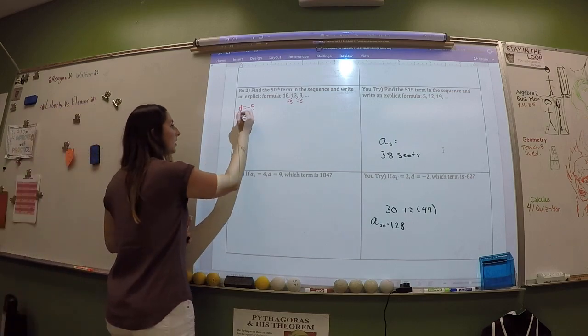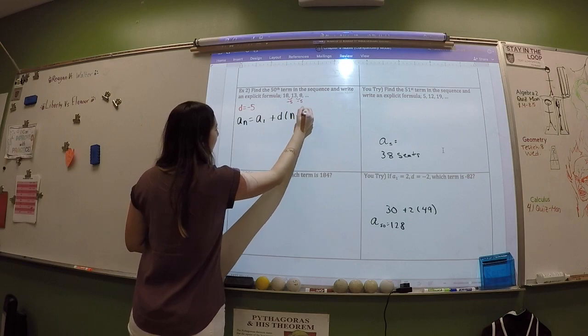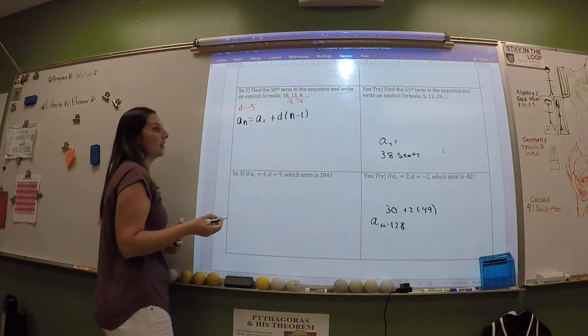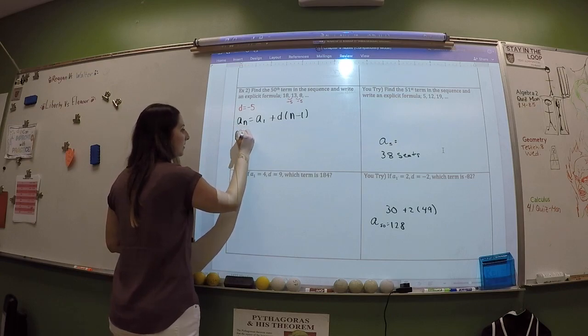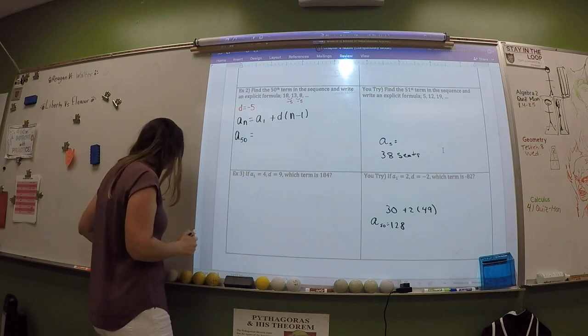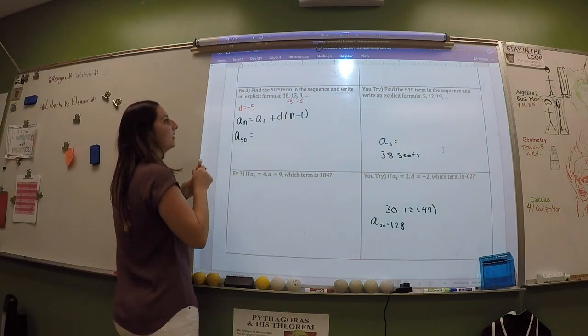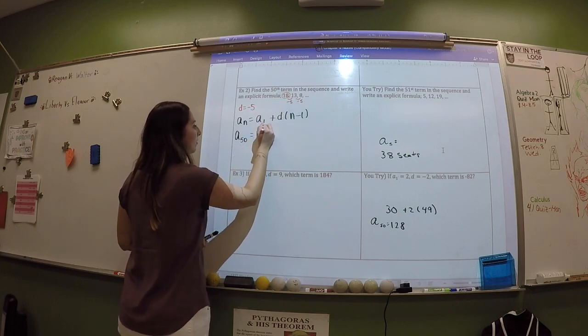I need to write this down. This is our arithmetic sequence formula. Since we're looking for the 50th term, we are finding a sub 50. The first term is a sub 1. What's our first term? 18. Exactly. So that's going to go here.